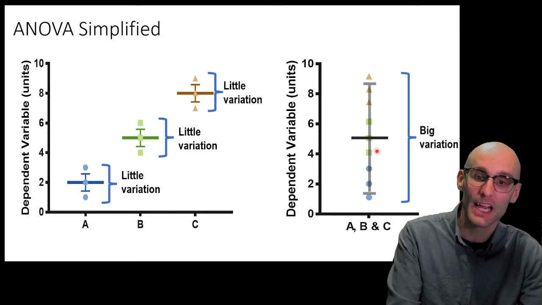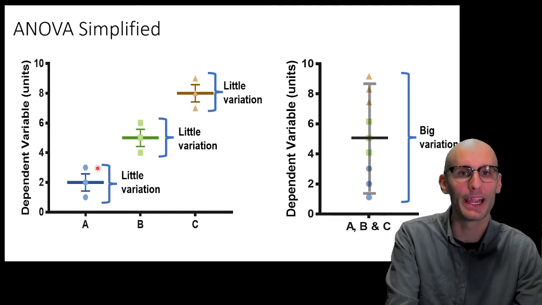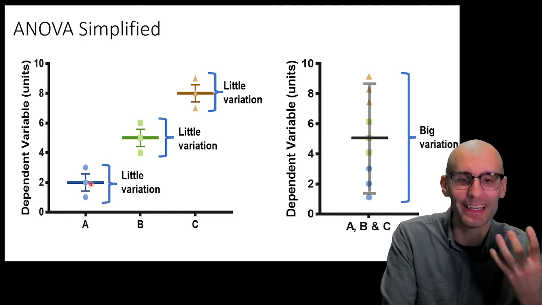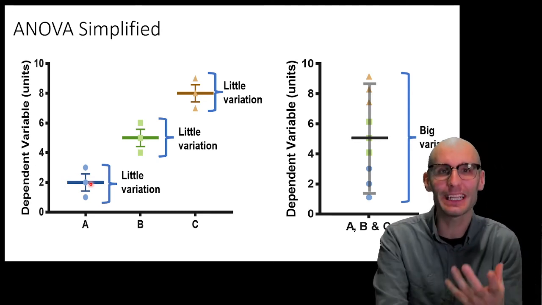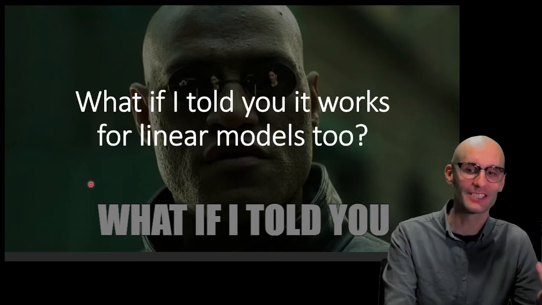If you look at this, when we break the data up into our explanatory variable groups, you can see that the variation has gone from big to small. That is what an ANOVA is doing, but it's actually what all statistical models are doing. So what have I told you?